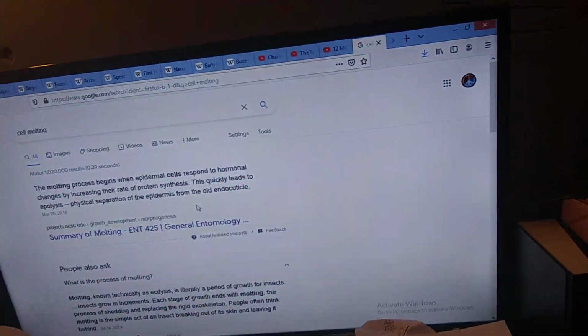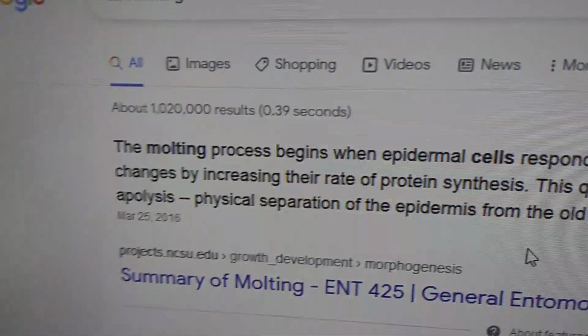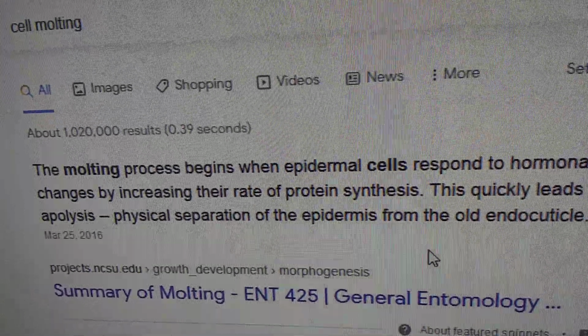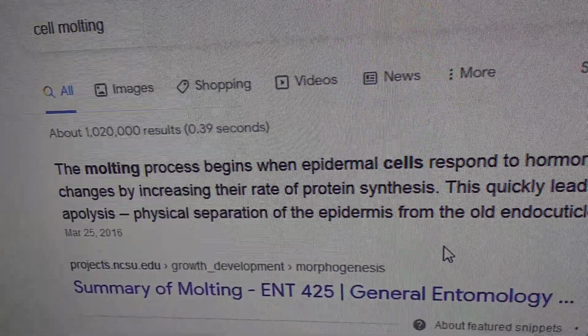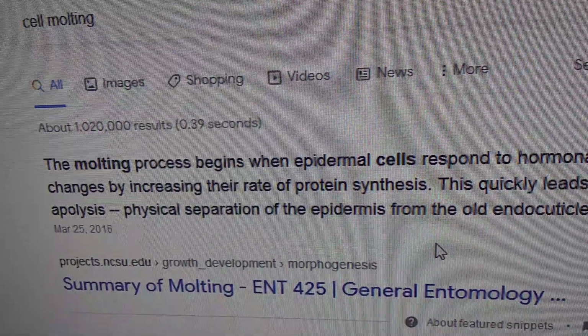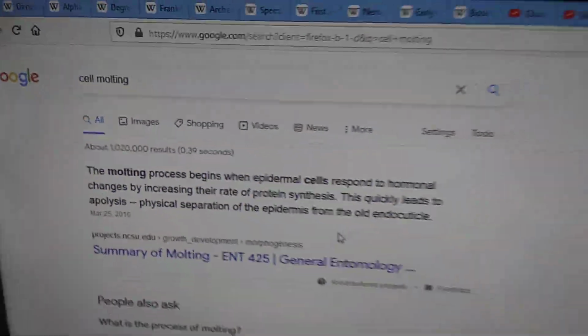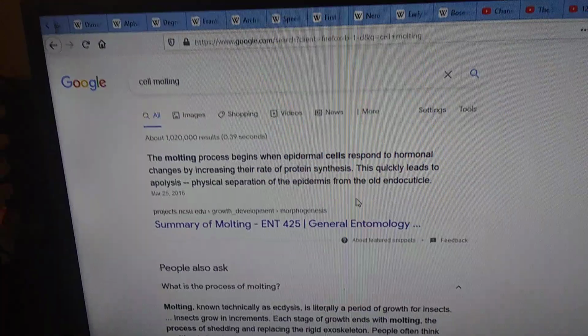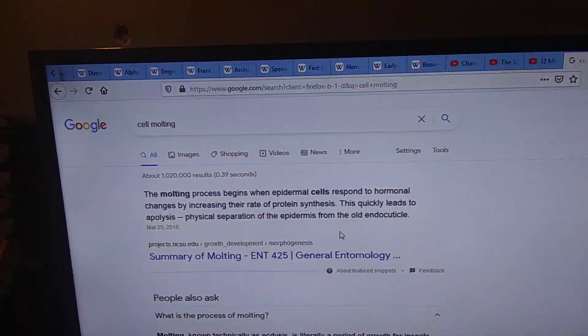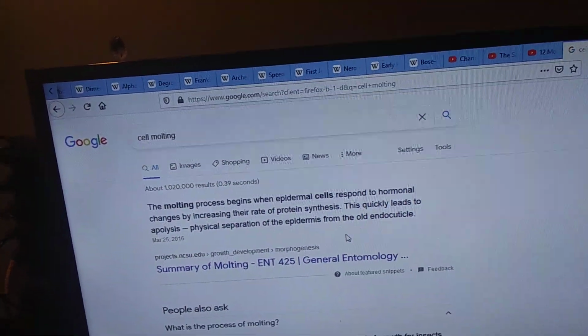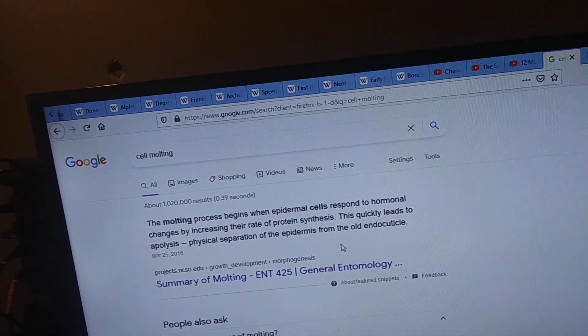So I'm going to show some people something they probably never recognized or realized. All right, so Earth was molting in early Earth. It was a molting planet. Now, insects molt. The molting process begins when epidermal cells respond to hormonal changes by increasing their rate of protein synthesis. Our planet was molting in early Earth. What happened was protein synthesis was created.